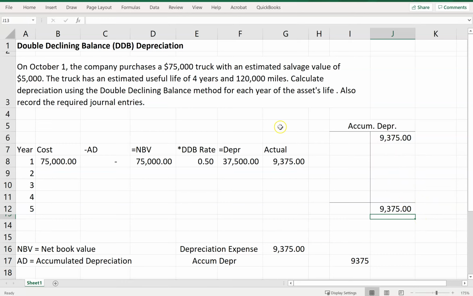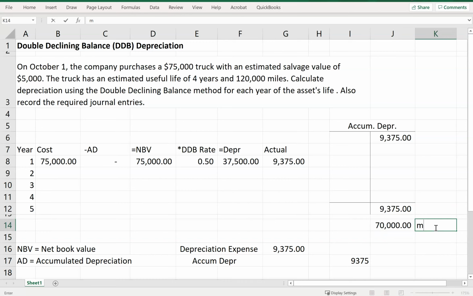And here's the trick with salvage value. With double declining balance, you cannot depreciate below salvage value. So that means we have to leave $5,000 undepreciated. So the most we can have in our accumulated depreciation account is $70,000. I'm going to put that down here just to keep us on track.